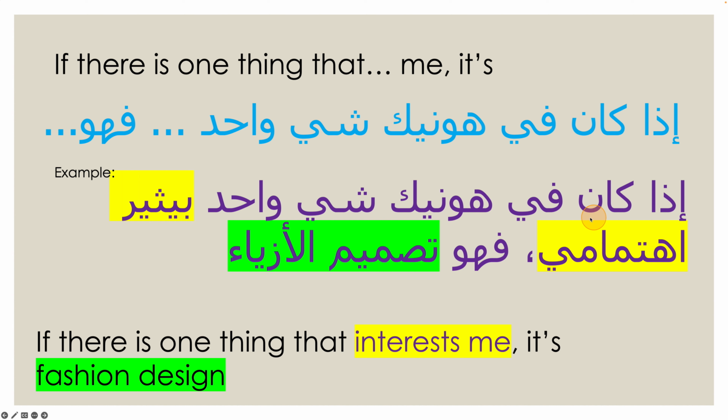إذا كان في هونيك شي واحد بيثير اهتمامي فهو تصميم الأزياء. إذا كان في هونيك شي واحد, if there's one thing that بيثير اهتمامي, interests me, فهو, it is تصميم الأزياء, fashion design. You know me. I'll give another read. إذا كان في هناك شي واحد بيثير اهتمامي فهو تصميم الأزياء.